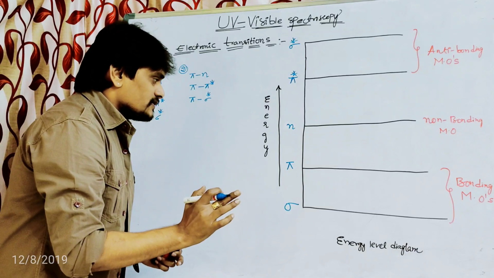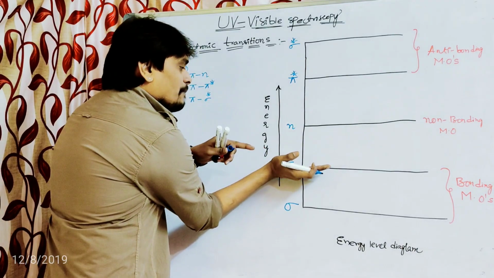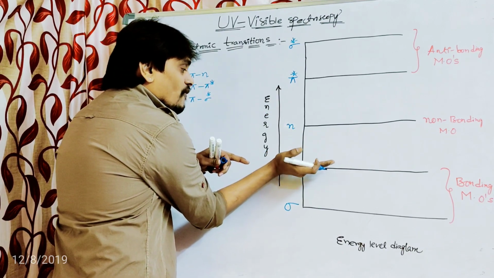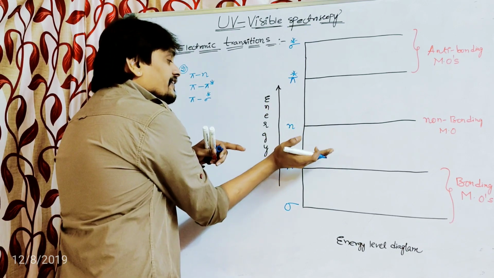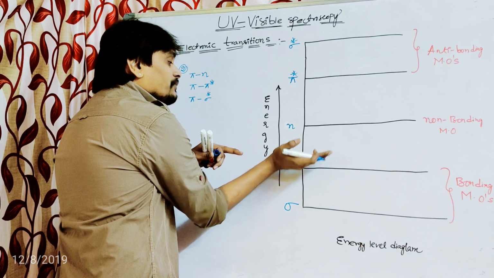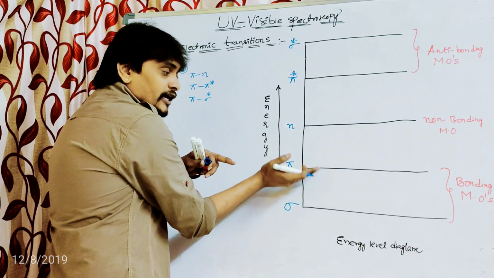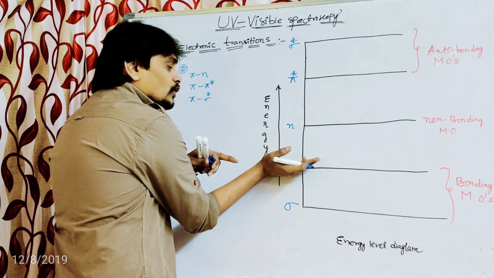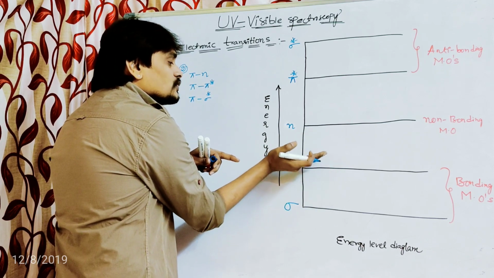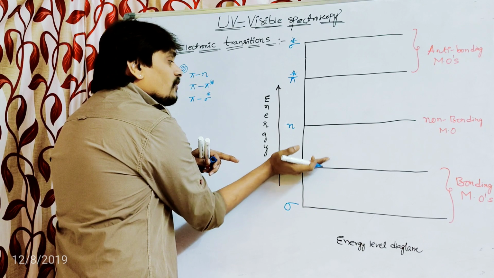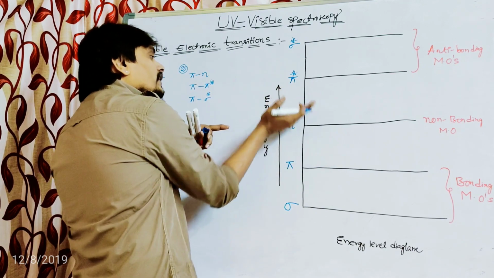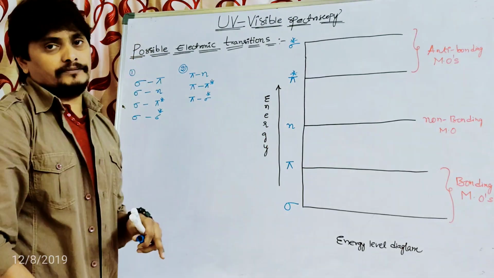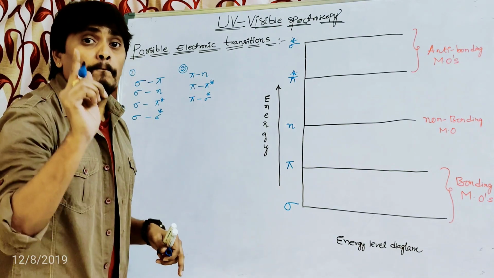Why? Because the transition of electrons takes place from one particular level to the next level, but the transition of electrons won't take place from a particular level to the level below. The transition of electrons is only possible from one particular level to the above level. So we have to focus on the above levels with respect to pi, not the below level. So pi to sigma is not possible. So this is with respect to pi, students.